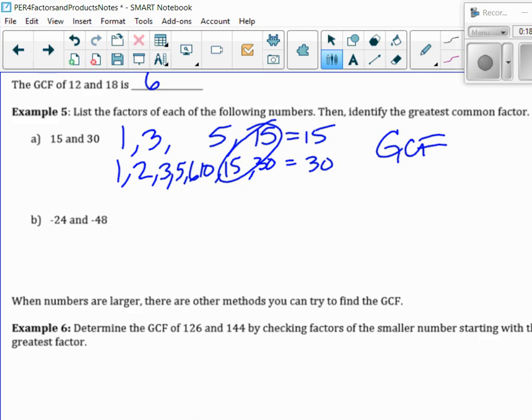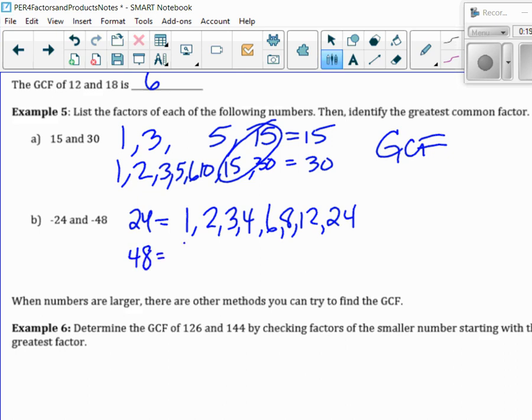What I would use is common sense in the fact that if they're both negative, then that means your GCF has to be negative. Okay? If one is negative and one is positive, then you will not have a negative GCF because it's not common to both. Does that make sense to you? So I would do it the same way. So 24 is 1 and 24, 2 and 12, 3 and 8, 4 and 6, and then 5 doesn't work, right?